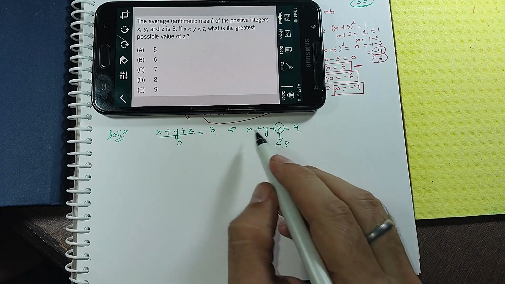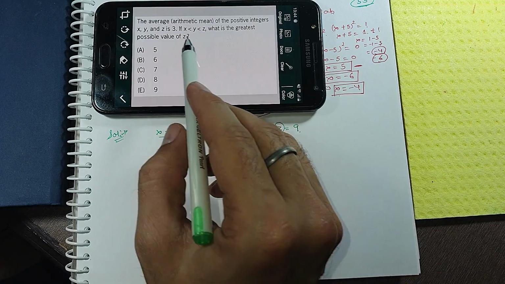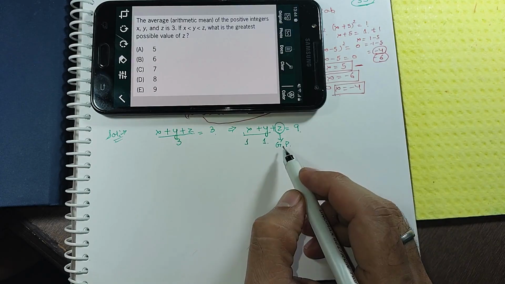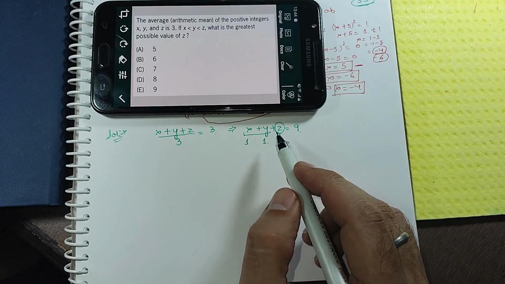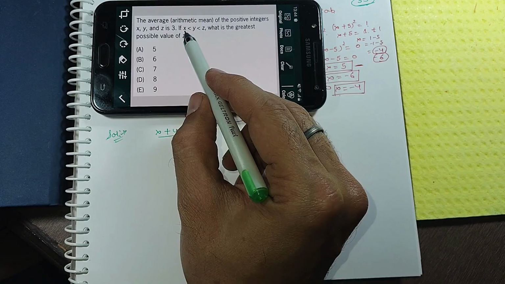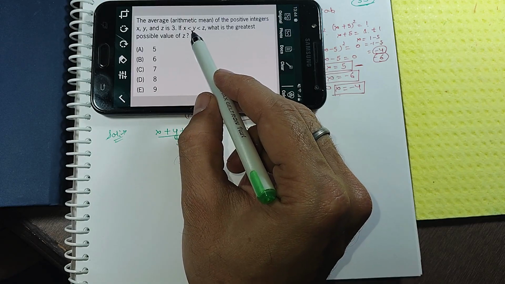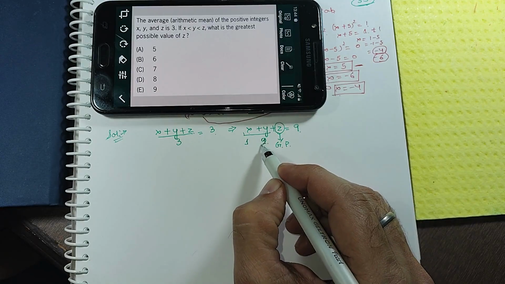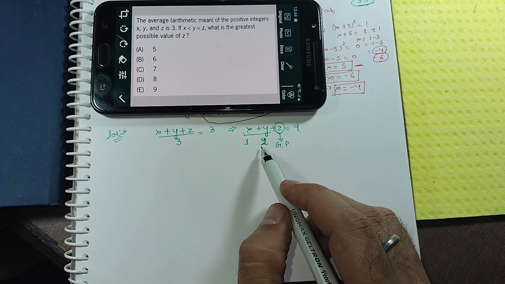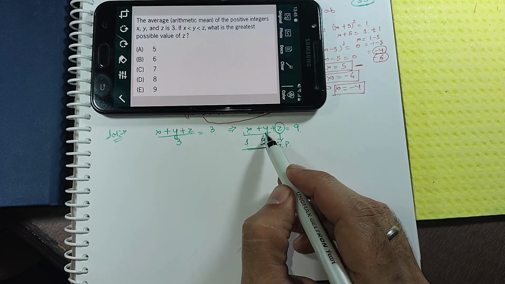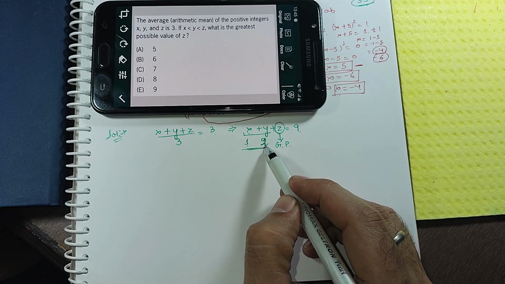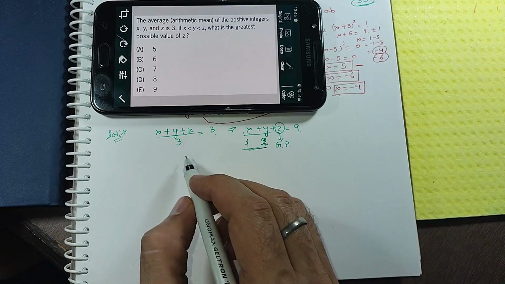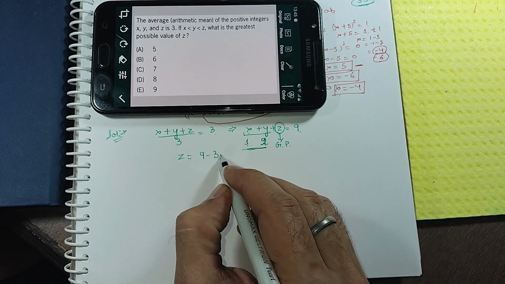So how can this happen? When these have minimum values, and these are all positive integers. So if I assign the value of 1 and 1 to these, z will have the value 9 minus 2, 7. But here it has given one condition, that x is less than y is less than z. So x is less than y, so these are not equal. So the next value I can put over here is 2 in order to maximize this. So I can assign x as 1 and y as 2, and the condition x less than y is also fulfilled. So in that case z will have the value 9 minus 3 equal to 6.